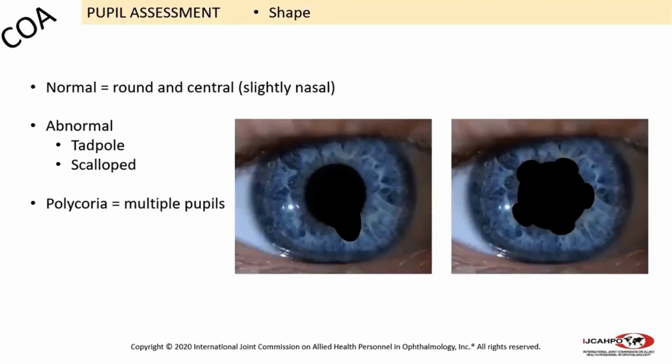Pupils normally should be round and central, sometimes slightly nasal. Examples of abnormal pupils could be a tadpole shape or scallop shaped, and the term polycoria refers to multiple pupils.